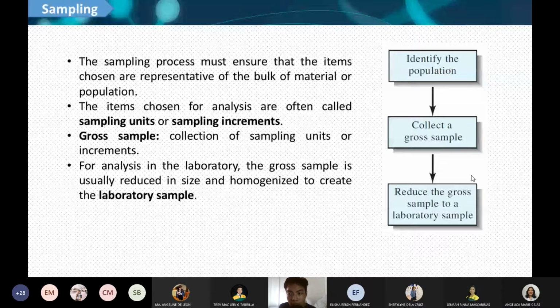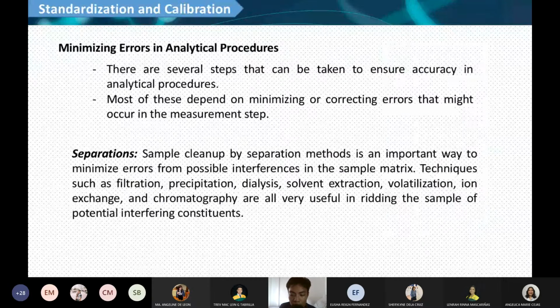When you say homogenized, there should be no particulates. It needs to be really clean, so that when you do the analysis, the results you get are accurate. And homogeneous means that it is true for all. Okay? So when we are doing analysis, we should make sure that we minimize the errors.